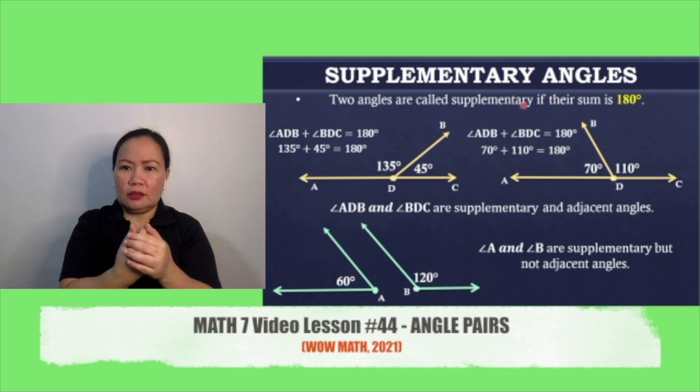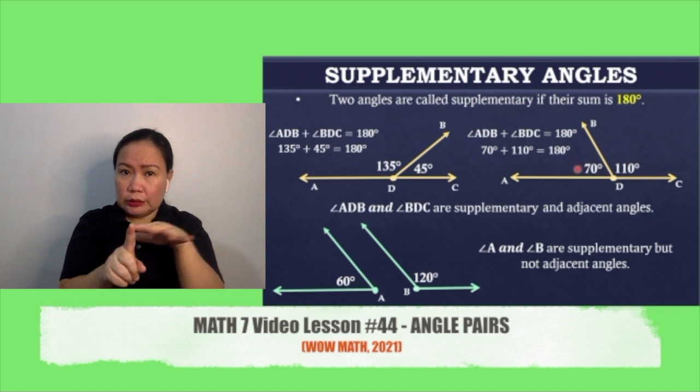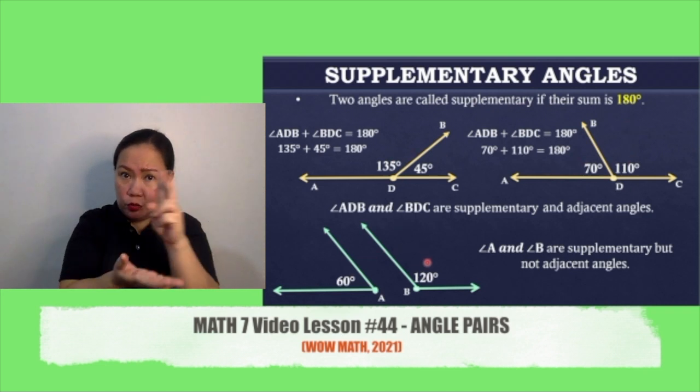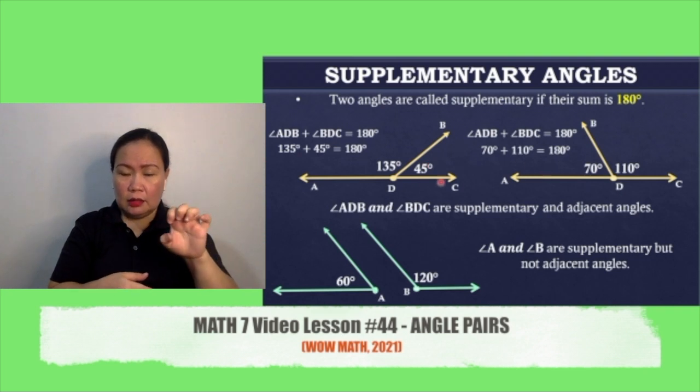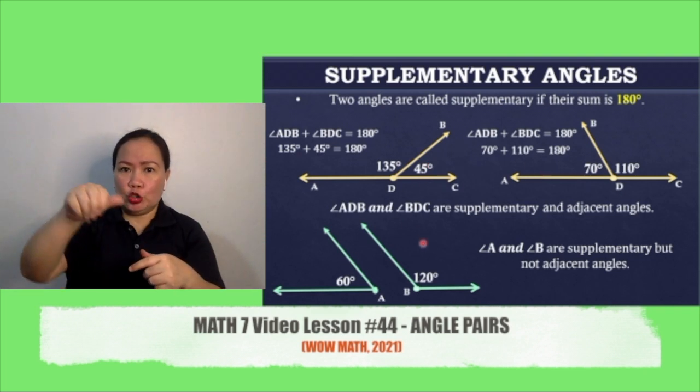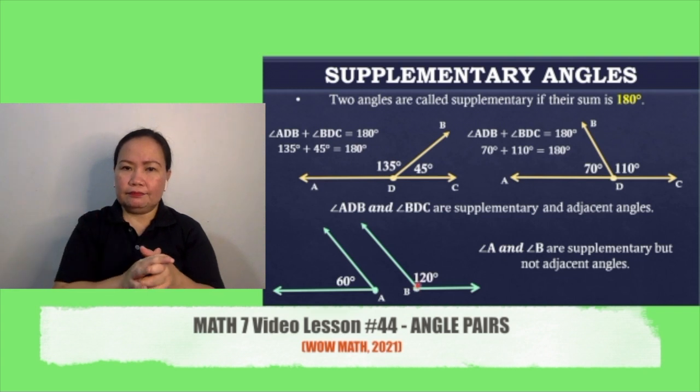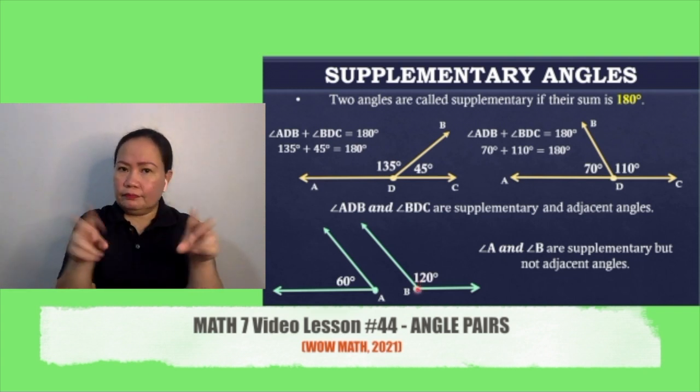Kasi pag sinabi lang naman natin supplementary, the sum must be 180. So, basta 180 siya, supplementary siya. Second na lang yung adjacent. Ito, adjacent siya at the same time. Ito, not adjacent. Kasi wala silang common vertex at wala silang common side.